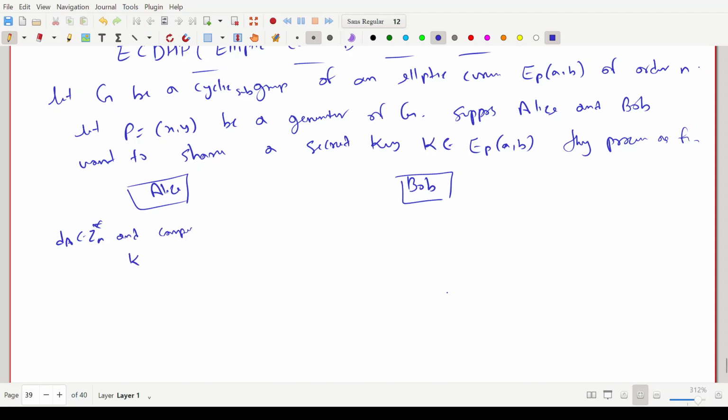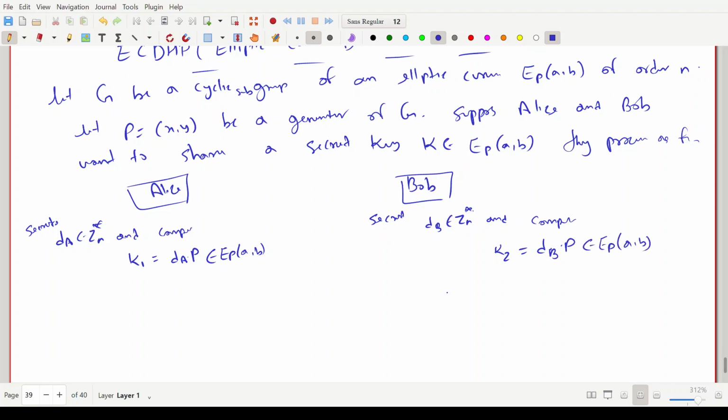Compute K1. What is K1 actually? DA multiplied with P in EPAB. This DA is a number which is multiplied with P, so this DA is my secret. Similarly, Bob has his secret DB belonging to Zn star, and computes K2. What is K2 actually? DB multiplied with P in EPAB.